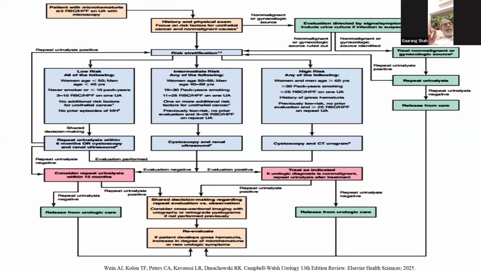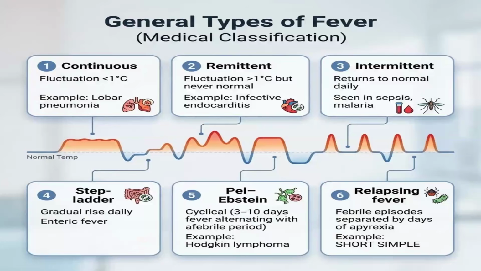Now we are moving on to touch upon the topic of fever. It is a very common presenting feature for many patients, and we have to understand the types of fever. Continuous is when there is fluctuation of less than 1 degree centigrade. Remittent fever is when there is fluctuation of more than 1 degree centigrade but it never reaches the baseline. Intermittent is when there is fluctuation and it reaches the baseline. Step ladder is a gradual rise of temperature daily and is commonly found in enteric fever.